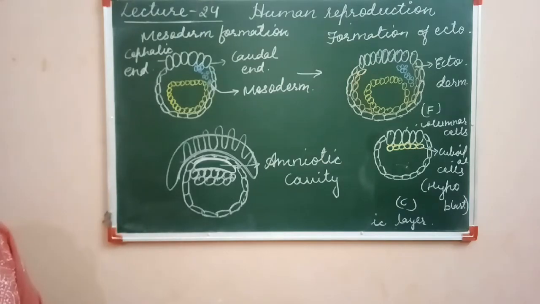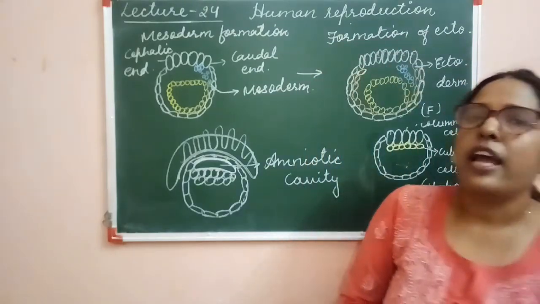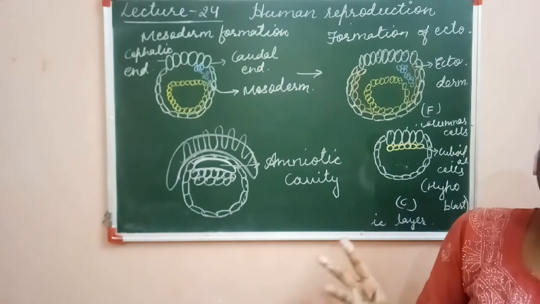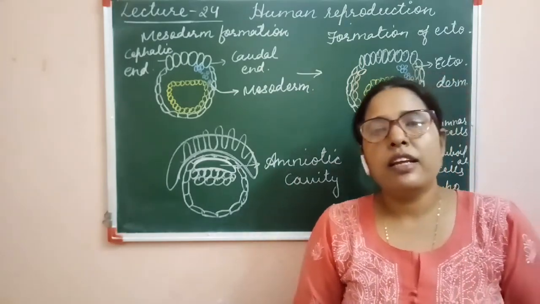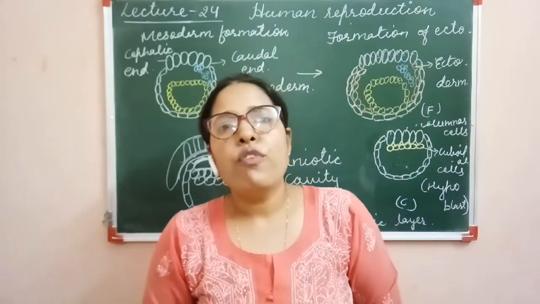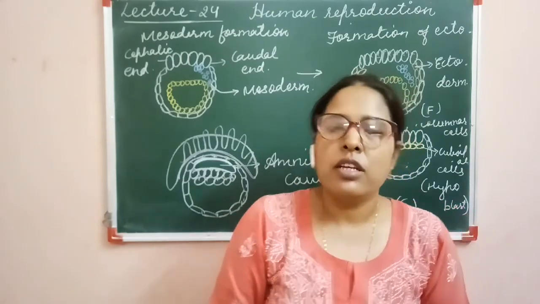The formation of the embryonic cavity also takes place during the process of gastrulation. Clear? So this is all about the process of gastrulation, in which we have studied the formation of the three germ layers, that is endoderm, mesoderm and ectoderm. In our next video, we will discuss the fate of these germ layers. Thank you very much.